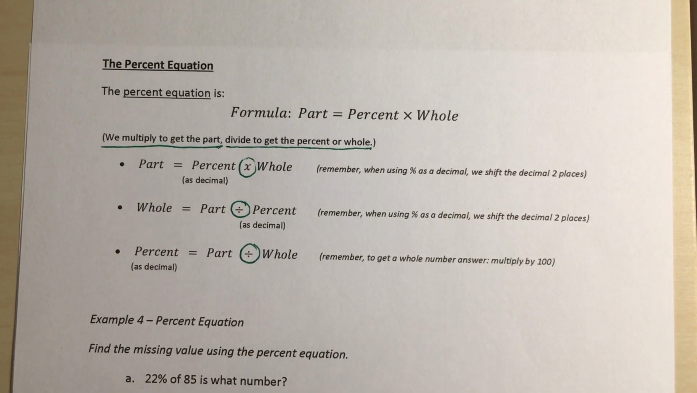Now, you can work on remembering these different things. We're multiplying if we're getting our part, or we're dividing if we're looking for our whole or our percent. But the only tricky thing is with division, what number comes first matters. So as we go through these next few examples, I'm going to write out a list of things that I know, and then I'm going to use my basic percent equation, part equals percent times whole, to finish off these problems.